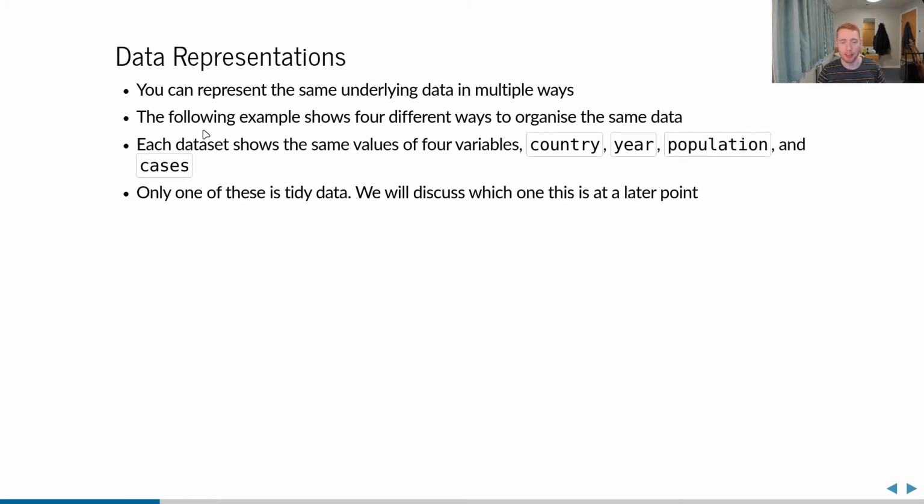These data sets contain information, I believe about TB cases, in various countries at different times. Each data set has four variables: the country we're looking at, what year, what the population was at that time, and how many cases. From now on, I'm going to assume it's TB, but I might be wrong on that. Only one of these data sets is in tidy format, is tidy data, and all the others have a flaw to them that we can then use tidyr to resolve later in this session.